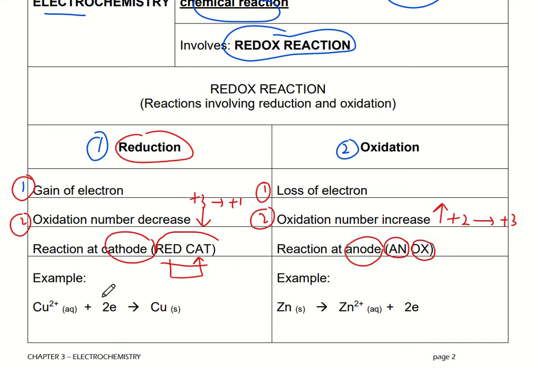For example, for reduction, copper 2 plus gains 2 electrons to become copper solid. This process is reduction. For oxidation, zinc solid becomes zinc 2 positive plus 2 electrons. This is an oxidation process.